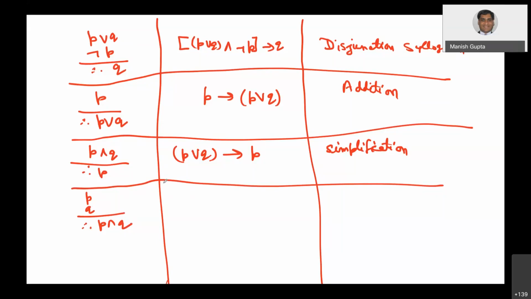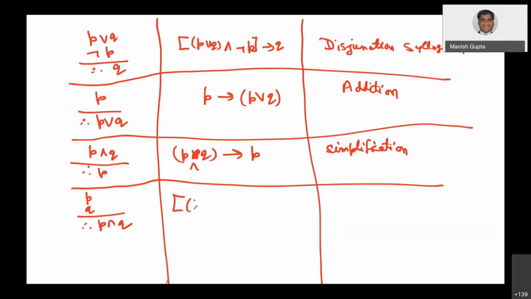P. Oh, sir, sorry. P meet Q. Yes, it is meet. Correct. Yeah, so you see when you write so many, there will be errors anyway. So you can check that is good. Simplification.